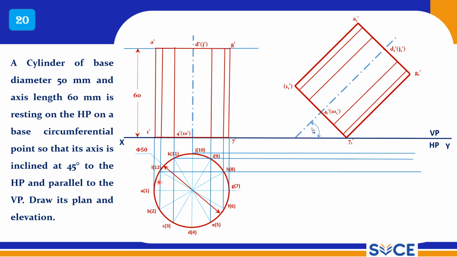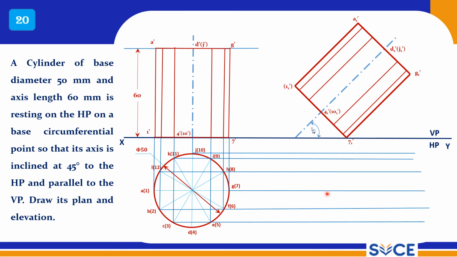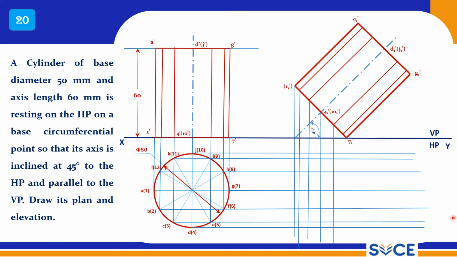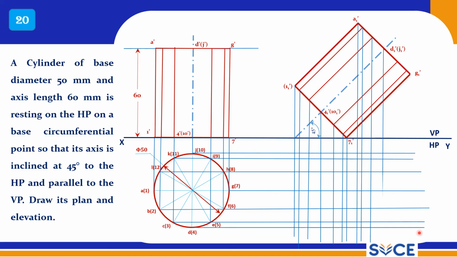Now as usual draw the projectors from the simple top view and tilted front view. Now mark all the points. If you have more number of points, you will get a very fine curve. That is why I always divide into 12 equal parts. So this is A1, B1. All the points I am getting here.